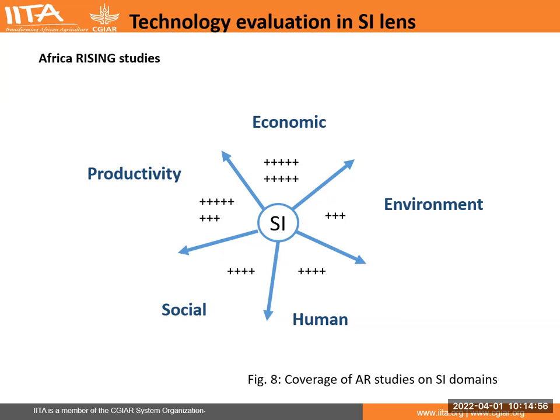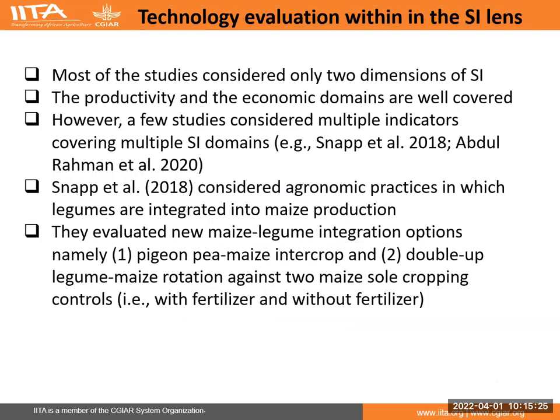However, most of them focused on the productivity and economic aspects of sustainability, while leaving others. And most of them also didn't cover all of the dimensions, and they didn't also look at trade-offs between the sustainability outcomes. However, a few studies considered multiple indicators covering multiple SI domains.